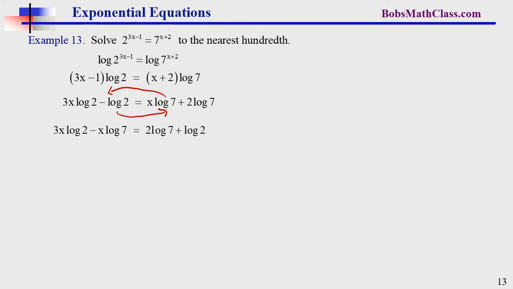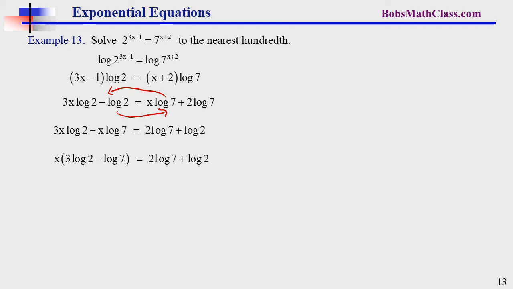Okay, now on the left side, again, there's two x's. We only want one x. Well, how can we make it look like there's only one x? You probably didn't see this coming, but you have to factor. So on the left side, factor out an x, because both terms have an x. So x goes in front of the parentheses, and then we have 3 log 2 minus log 7. I know, it's kind of a tricky one.